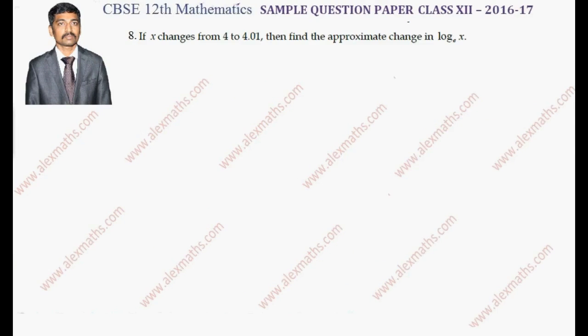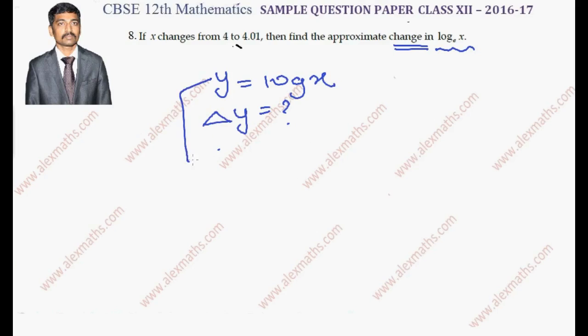If x changes from 4 to 4.01, then find the approximate change in log x. I'll take y is equal to log x. Since I want change in y, basically they want delta y equal to how much? That is change in y. So when I differentiate this given expression, dy is equal to, for log x, 1 by x into dx.